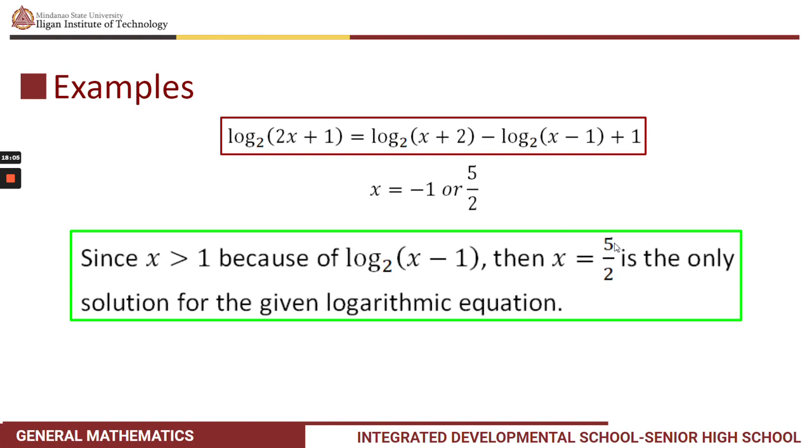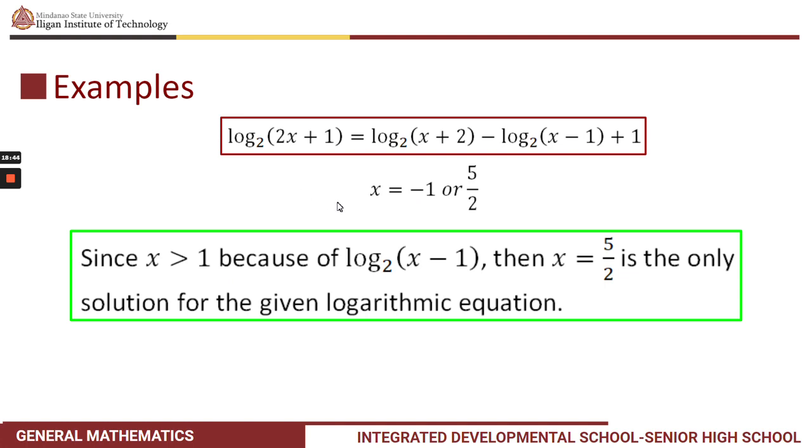And so therefore, 5 halves is the only solution for the given logarithmic equations. So ganyan lang. So you always look for the conditions na dapat greater than 0 itong mga arguments natin. And then you get the intersection of that and the solutions that belong in the intersection. Yun lang yung solution. Yung hindi belong sa intersection, we can't get those value or values as our solution. So it's very important to see that one.